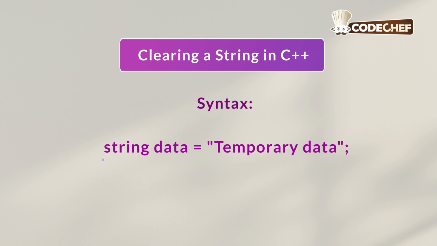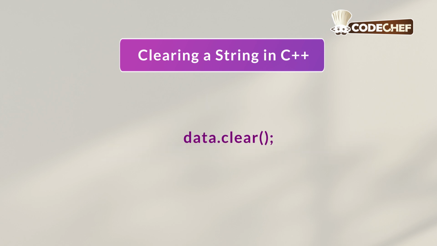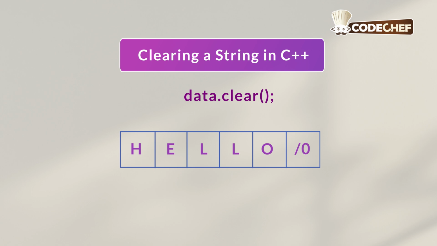Its syntax is, let's suppose we have declared a string called data. Okay, so string data = "temporary data"; Then we can use the method clear like data.clear(); So after executing this statement, the string data becomes completely empty. Now let us go to the CodeChef platform to see an example of how to clear a string in C++.